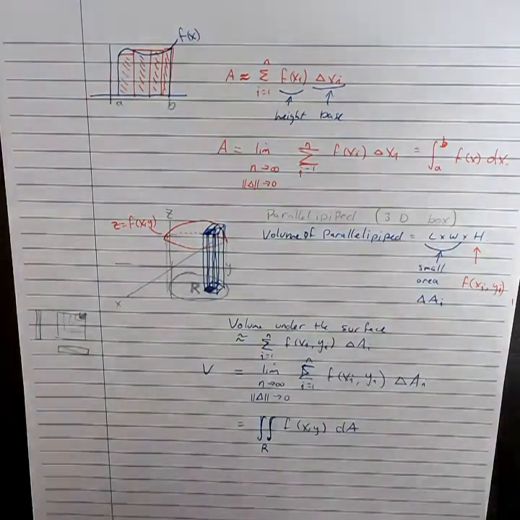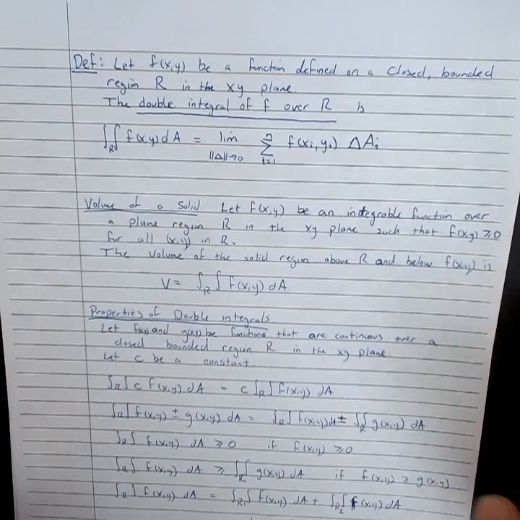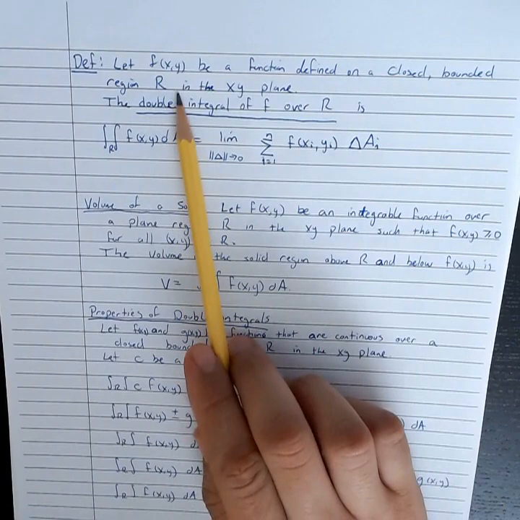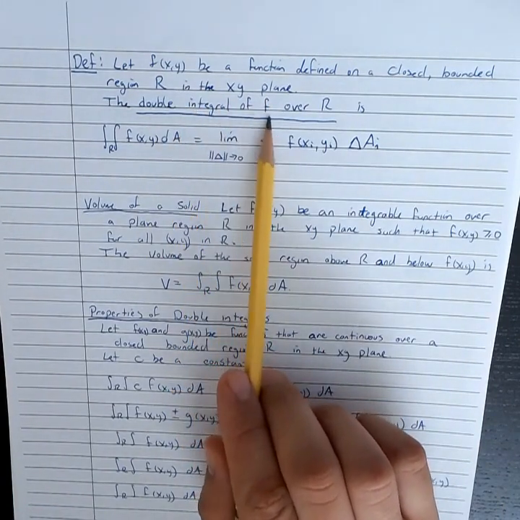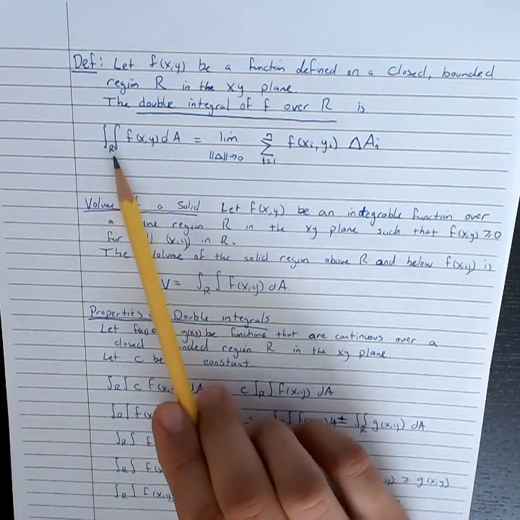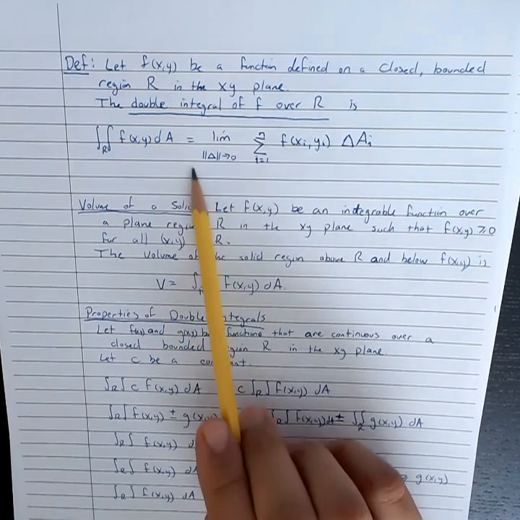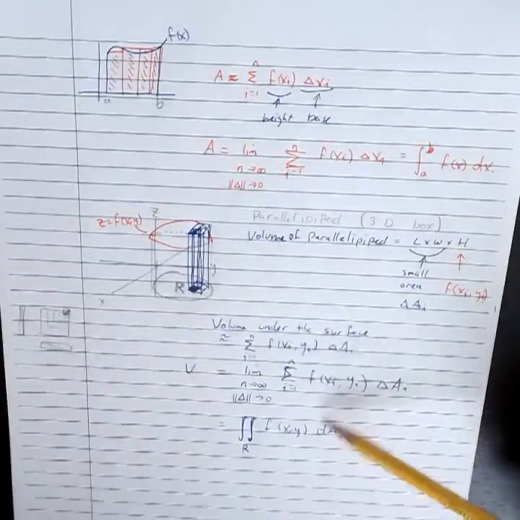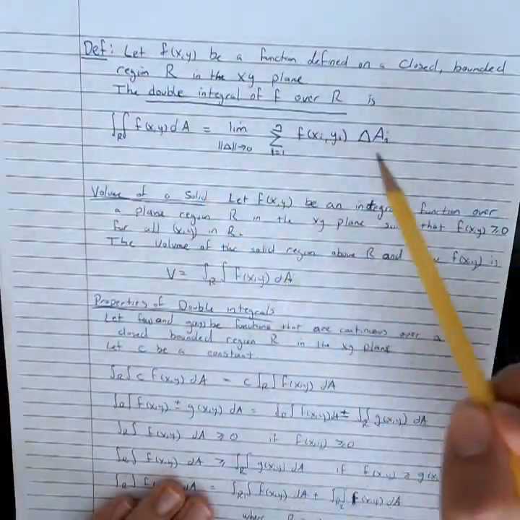So all of this brings us to some definitions here. The first one: let f be a function that is defined on a closed and bounded region R. That R is in the xy plane. The double integral of f over R is given by this notation. This is read as the double integral over R of f is equal to this limit. And of course, that is exactly what we built over here. So this is simply formalized in this definition.